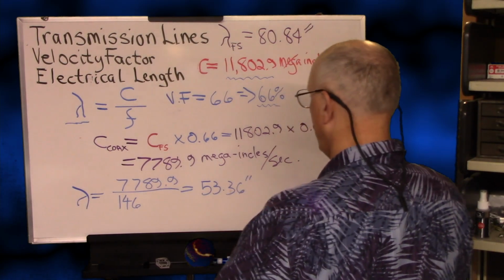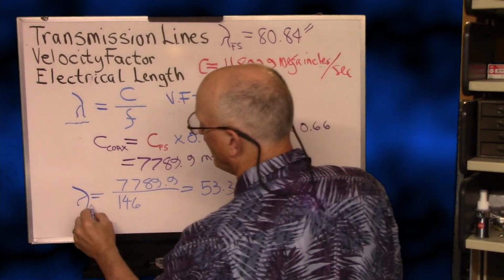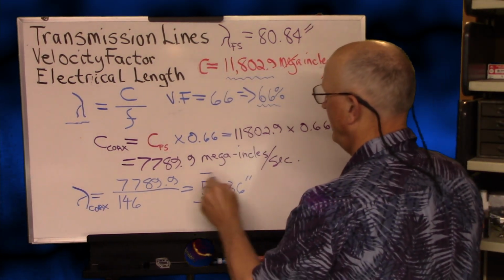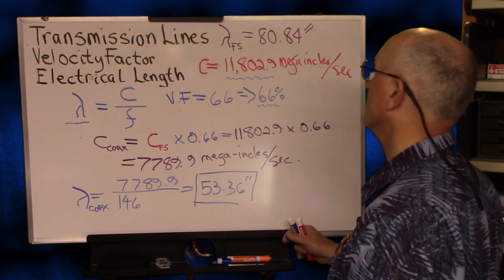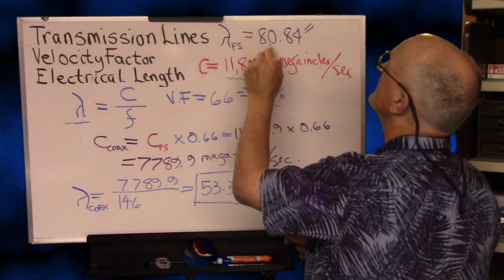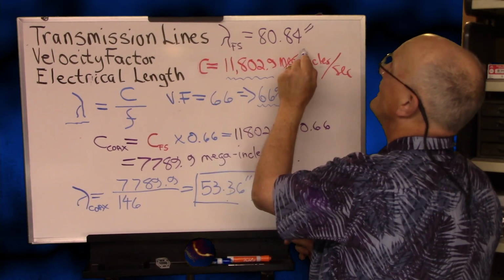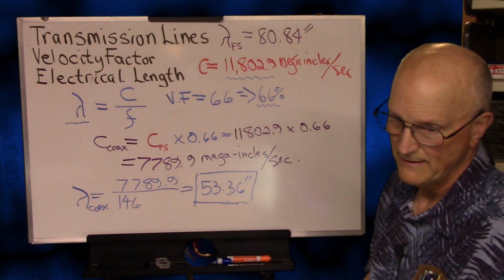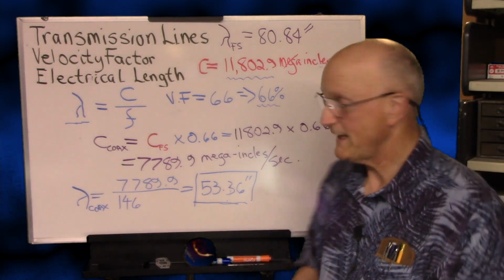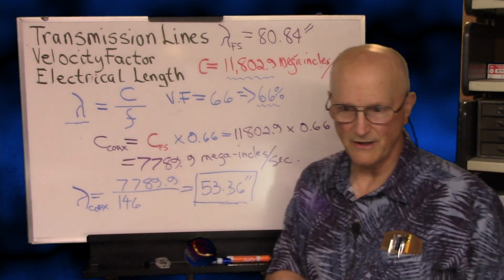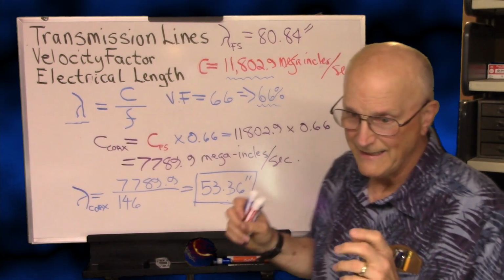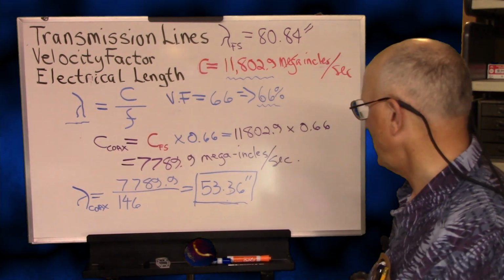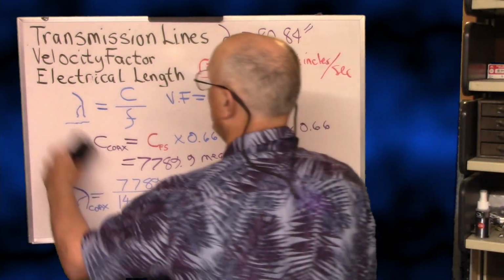So lambda in our coax is 53.36. Wow, look at the difference. In free space, it's 80.84. In our coax, it's 53.36. So our piece of coax that is 53.36 inches long is referred to as being, electrically speaking, one wavelength long. So what does that mean in terms of the signal traveling down the coax?